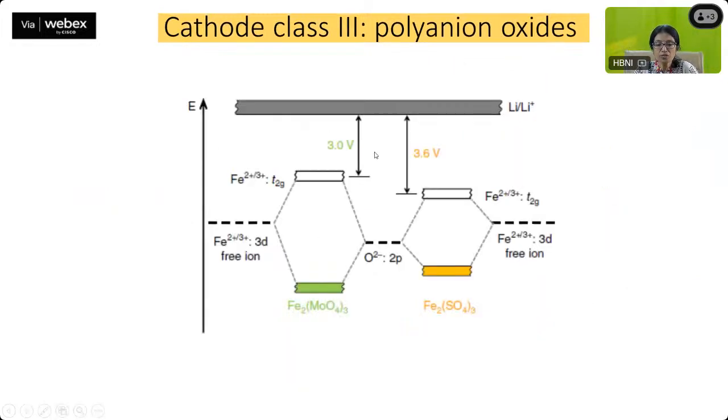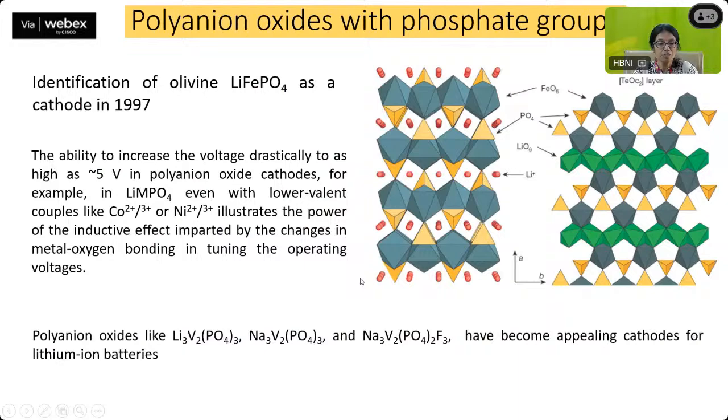So this is how it is going to look over here. In this case, you will find compared to lithium plus, when you are using iron sulfate, this voltage is around 3.6 volt, which is definitely a plus point. So this olivine LiFePO4 was identified as a cathode in 1997. So this has become one of the very good cathode materials for lithium-ion batteries.